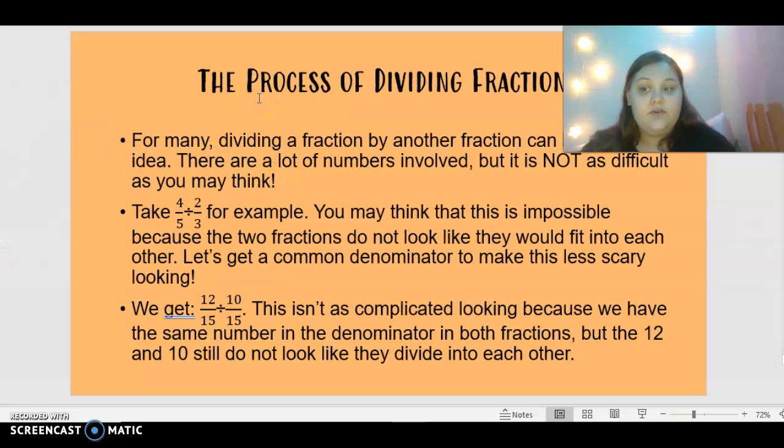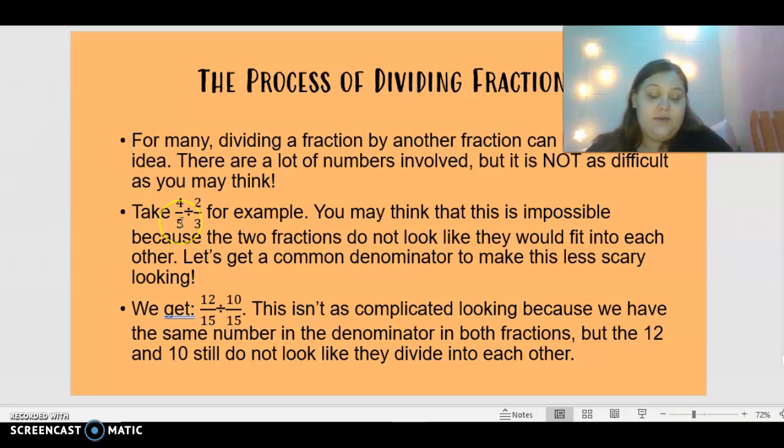So now we're going to look into the process of dividing fractions. For a lot of people, it may seem like a new scary idea because there are a lot of numbers involved that do not match up. You may think that because 4, 2, 5, and 3 have nothing in common, or they're not all the same number, it's impossible to have the numbers fit into each other. But let's get a common denominator so it's a lot less scary looking.